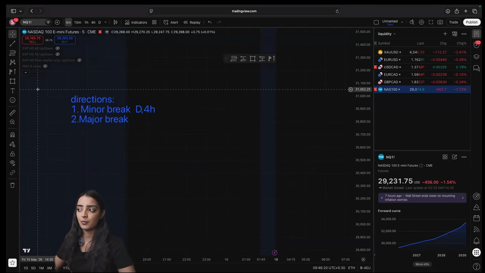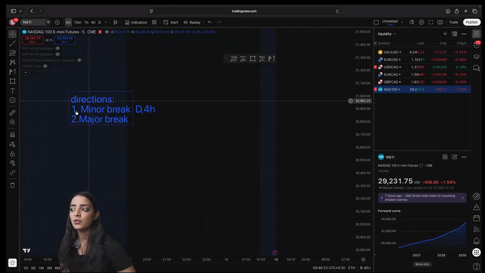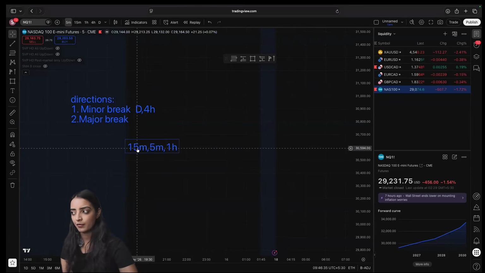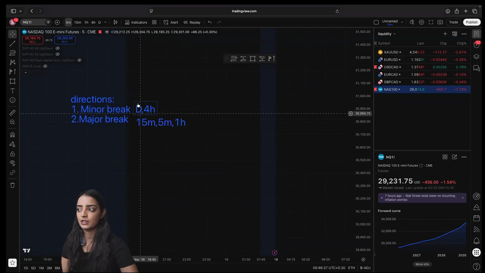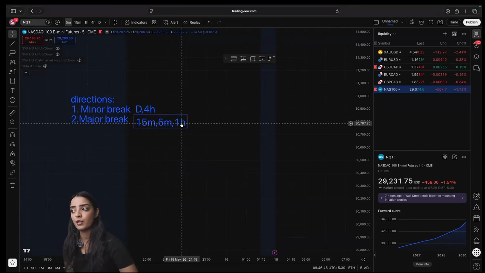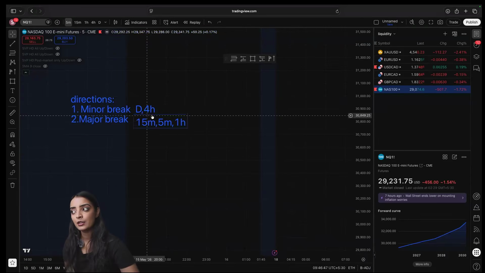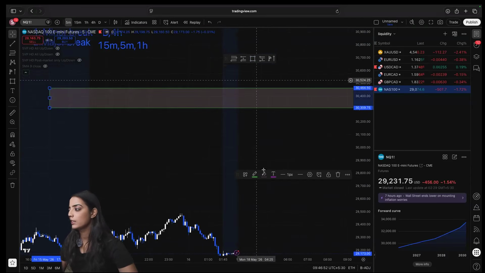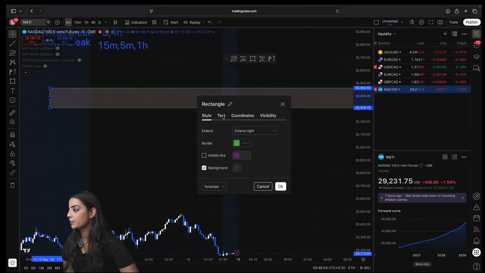For any time frame other than the daily and 4-hour, we need to see a major break for a bias. What time frames do we require major breaks for? For the entry time frames, and for the 1-hour time frame, which is a smaller time frame, we also need major breaks. Minor breaks will work for daily and 4-hour. Major breaks are required to identify direction on 15, 5 and 1 hour. Let's quickly talk about what major and minor breaks are.